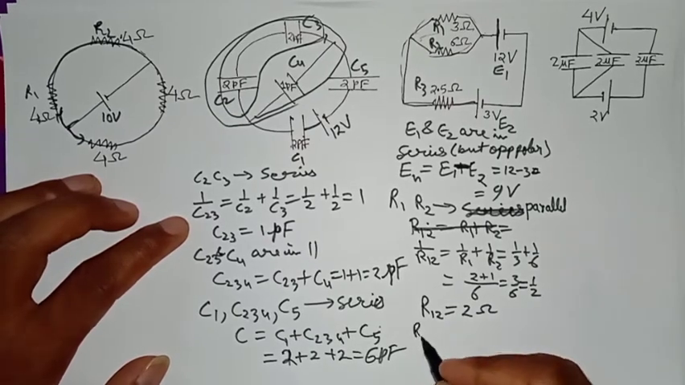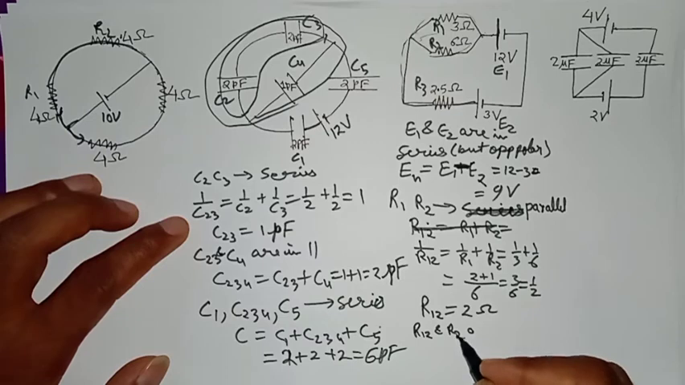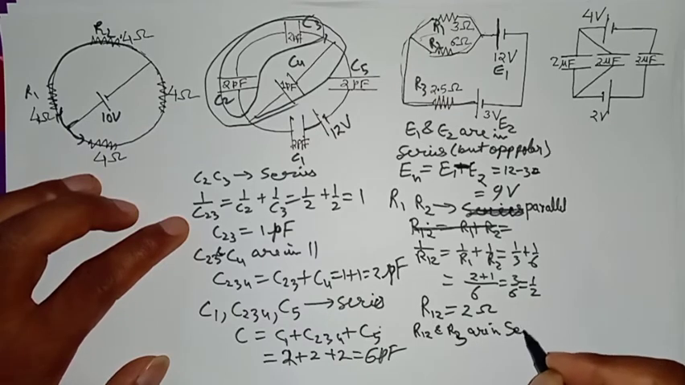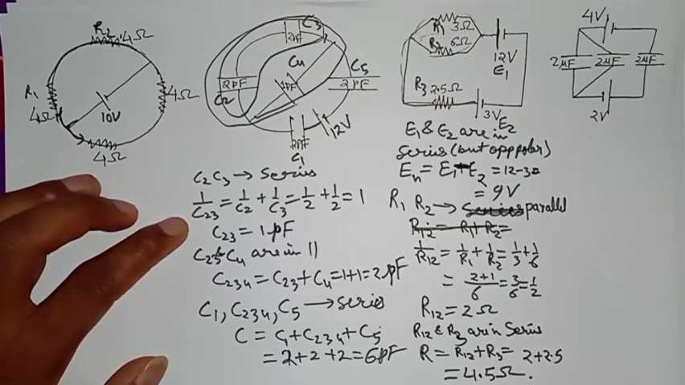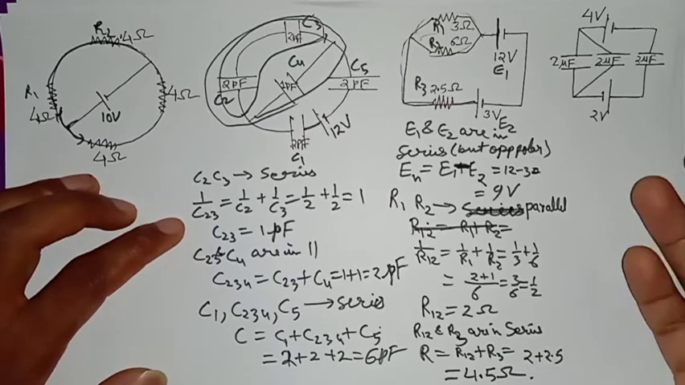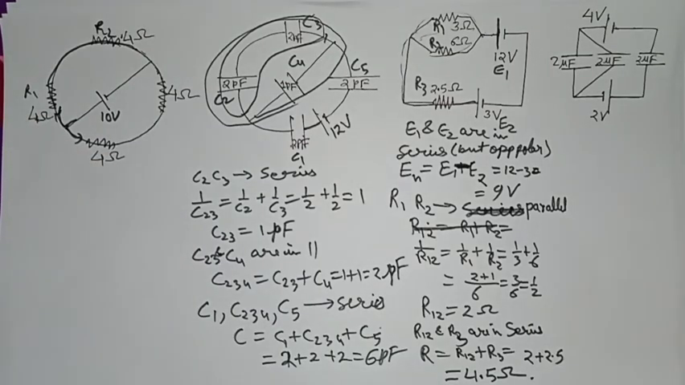And R12 and R3 are in series. So R equal to R12 plus R3 equal to 2 plus 2.5, so it is 4.5 ohm. Now question can be asked to find current or potential difference, so you can do it.